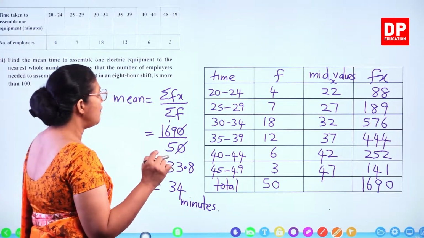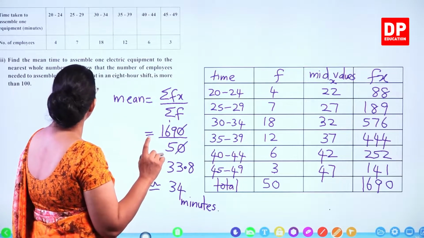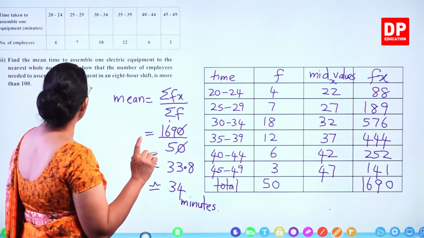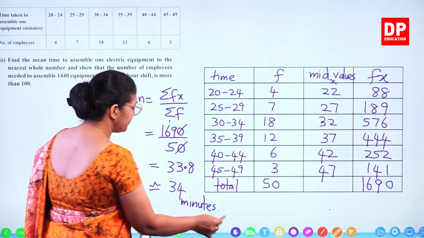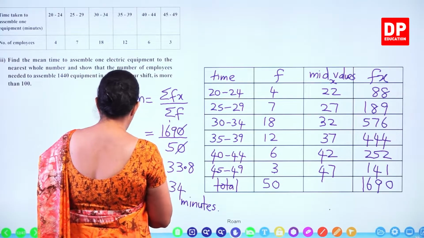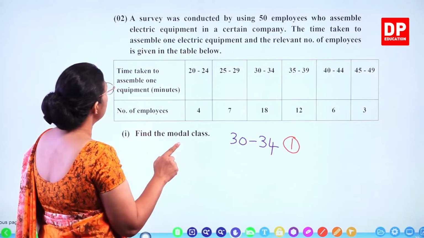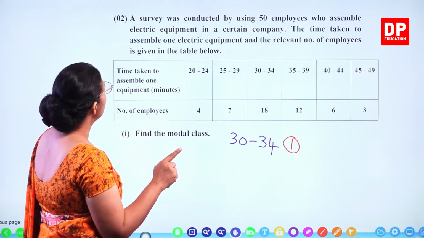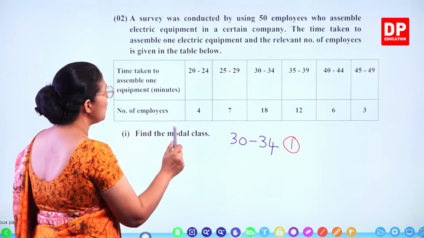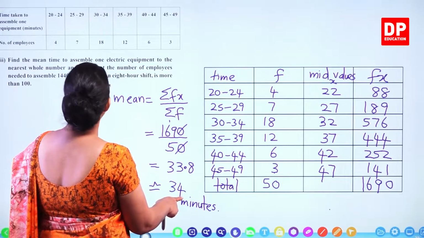That's the mean value. Then it says, show that the number of employees needed to assemble 1440 equipment in an 8-hour shift is more than 100. So in this question, it says 50 employees who assemble electric equipment in a certain company is given. And this is time taken to assemble one equipment. One equipment we found out mean value is 34 minutes.